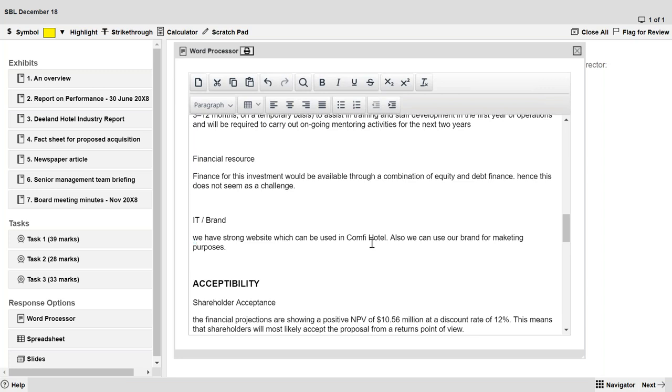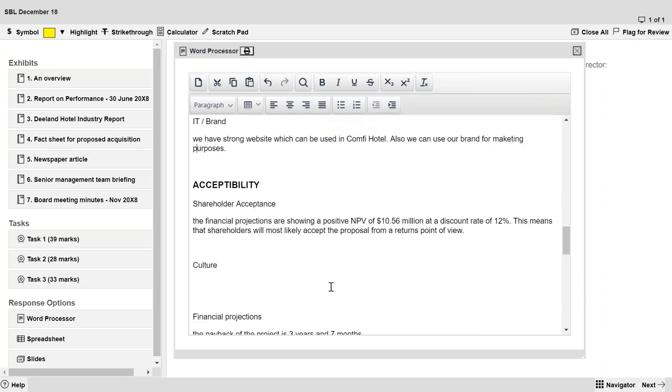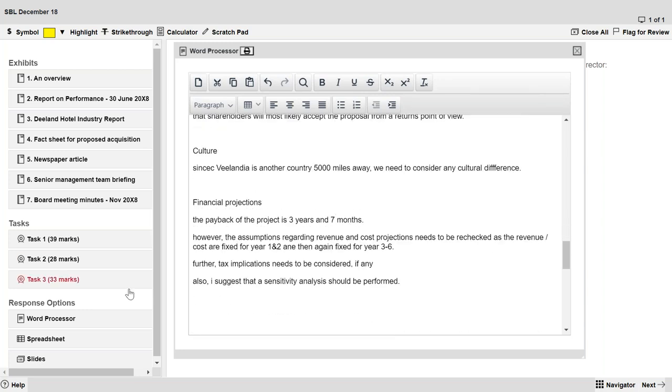Just simple, basic things. Acceptability, we have already done the shareholder acceptance. We have mentioned the NPV. That's it. Culture, we will say since Finlandia is another country 5,000 miles away, we need to consider any cultural differences. Financial projections, done.